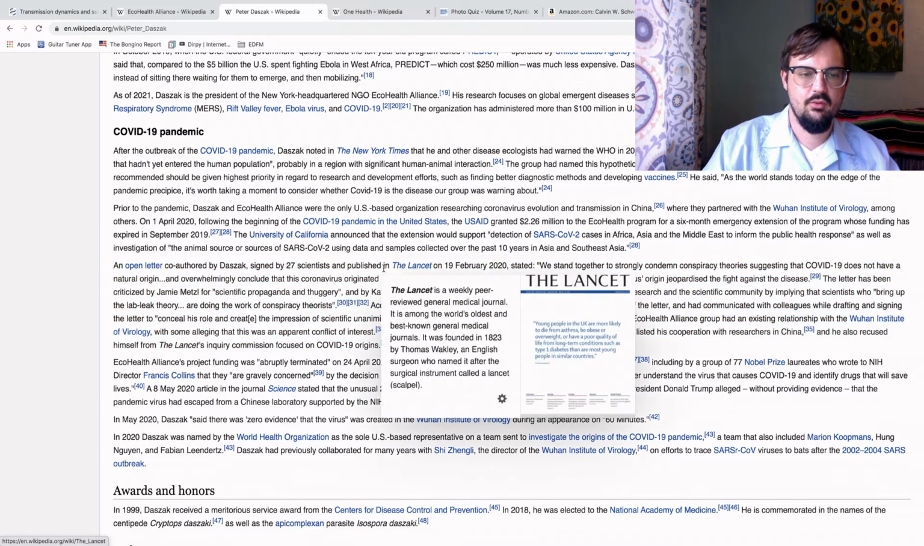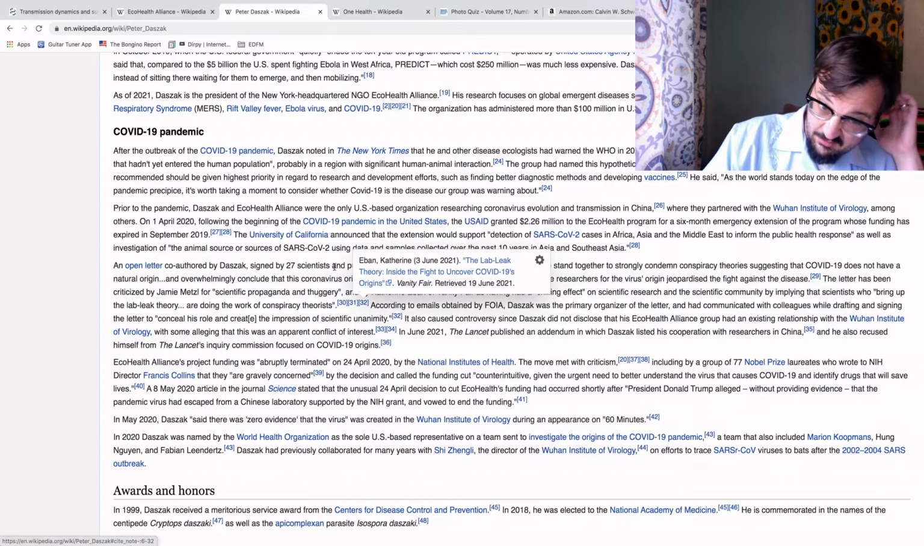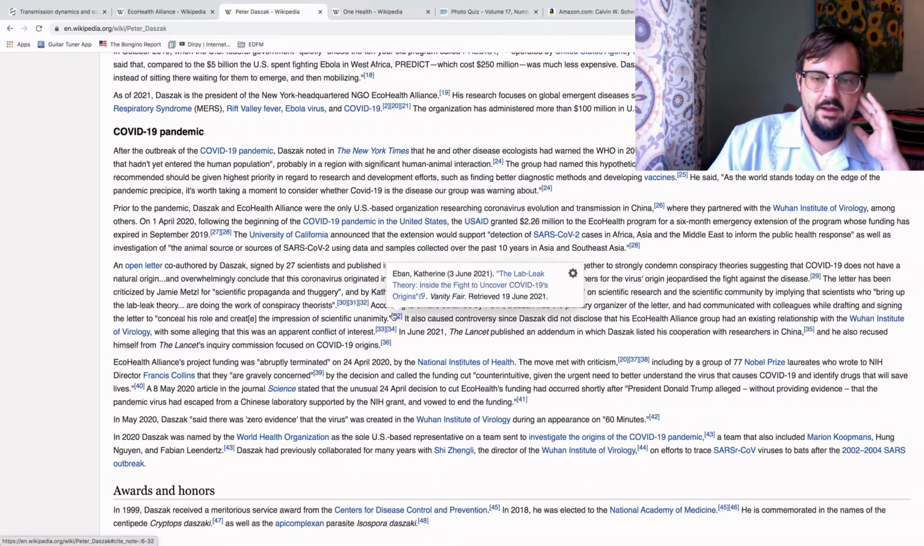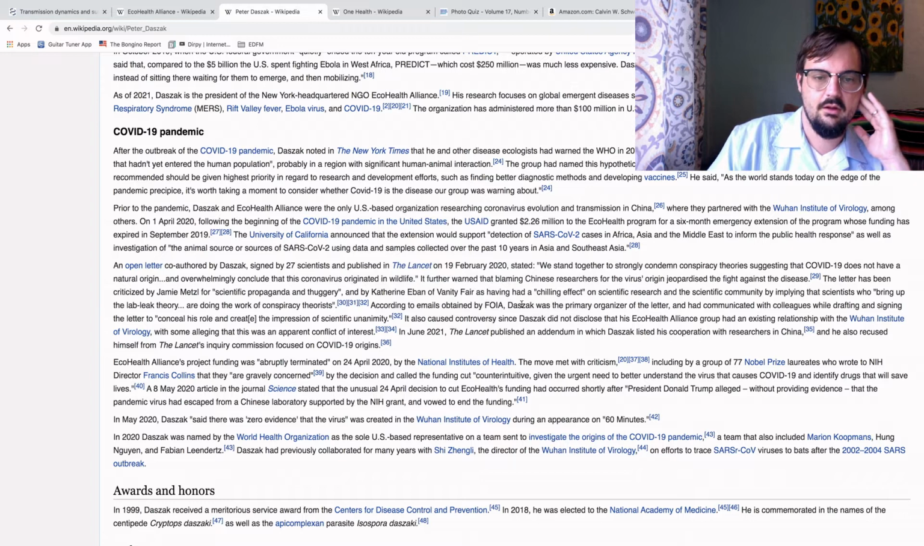And so other people have reported, I thought I made a video about this. I went through all my videos and I couldn't find where I might have talked about it, but others have reported that the whole pushback against the laboratory origin theory comes from this single letter. Okay, this single letter, which is published in the Lancet, and which was spearheaded by Daszak himself.